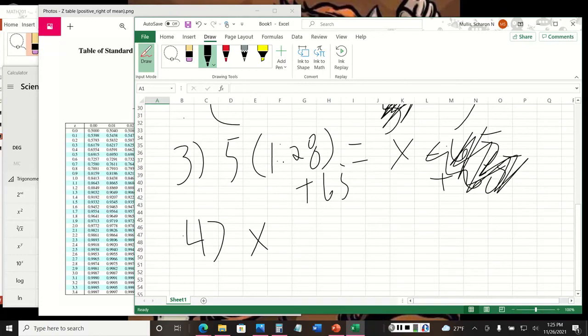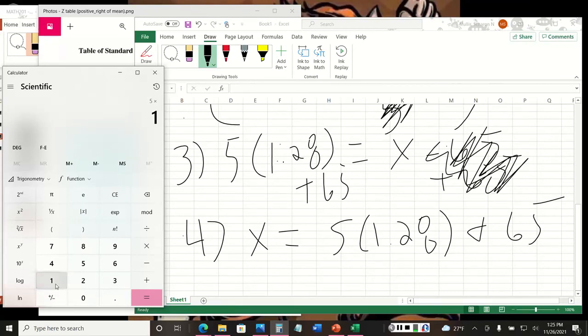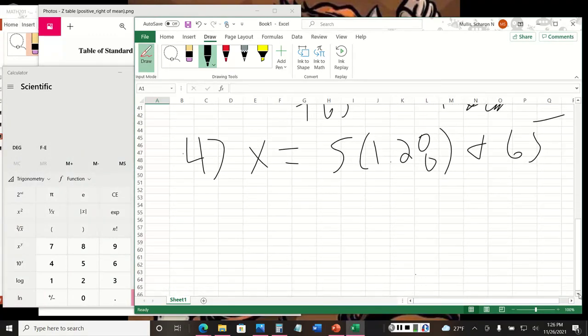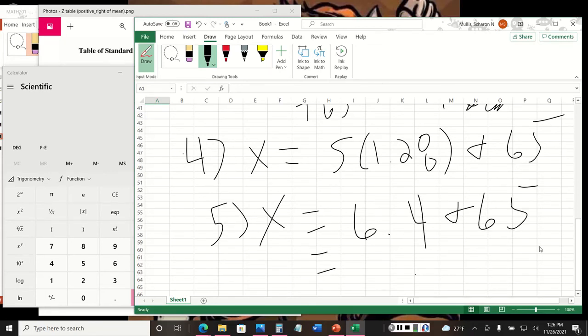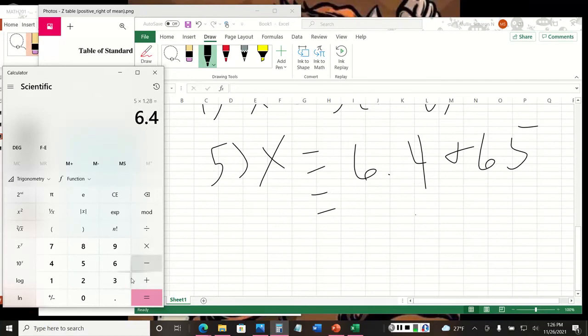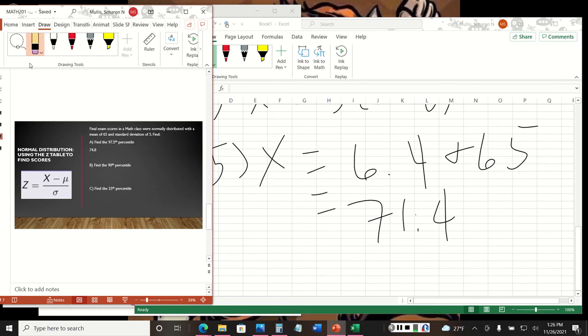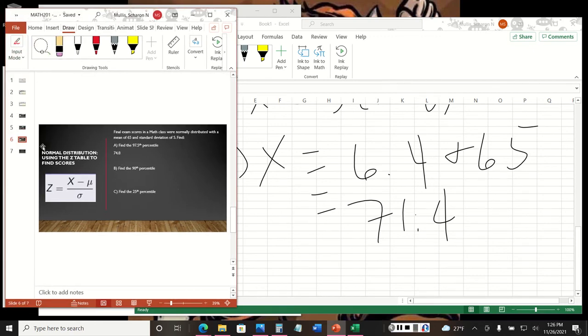So I'm going to move down to step 4. X equals 5 times 1.28 plus 65. If I go into the calculator, 5 times 1.28 equals 6.4. So we're going to take it down a step further. X equals 6.4 plus 65. To find what X is, or what the score is, we're just going to add 6.4 plus 65. And that gives me 71.4. So the 90th percentile is 71.4.